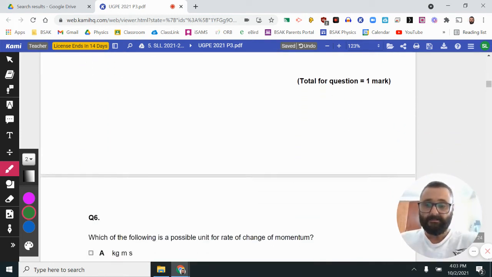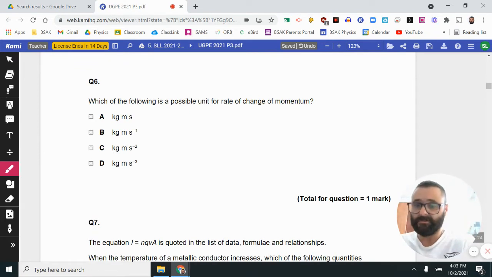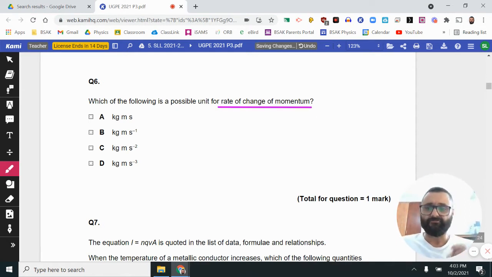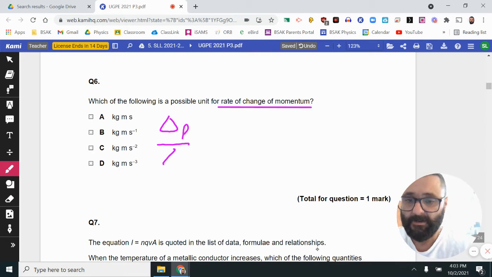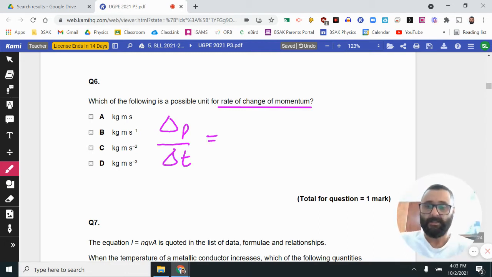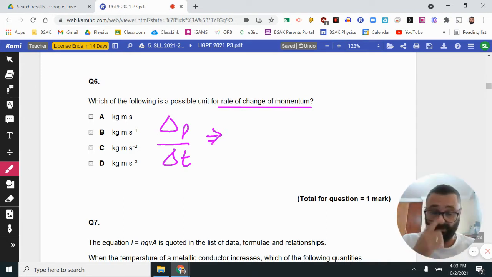Over the page, where are we up to now? Question 6. What's equivalent to the rate of change of momentum? Not momentum, not change in momentum, but the rate of change of momentum. That's actually force, Newton's second law of motion. That's equivalent to the force.